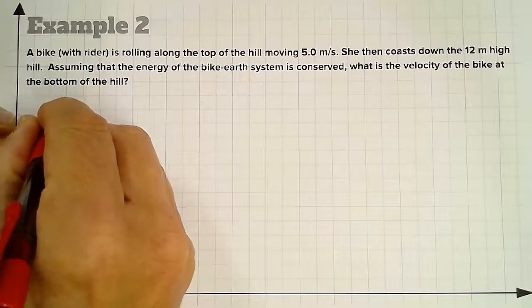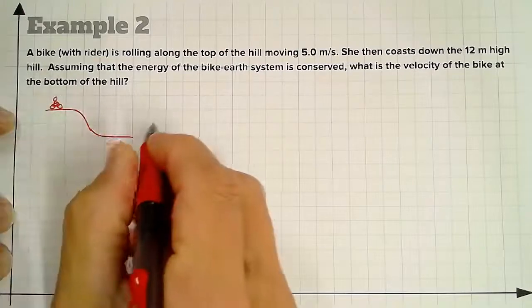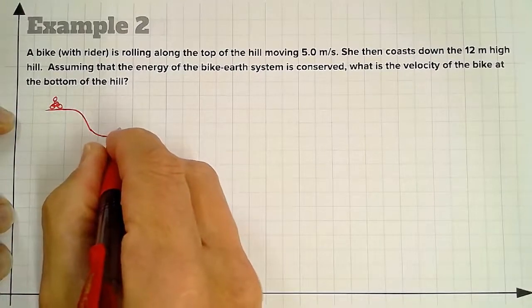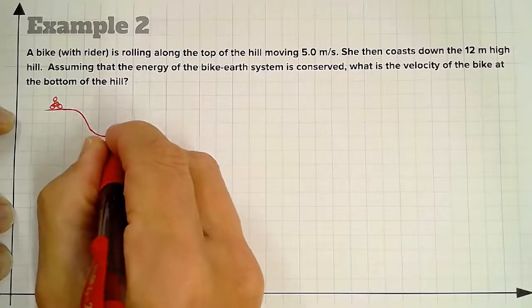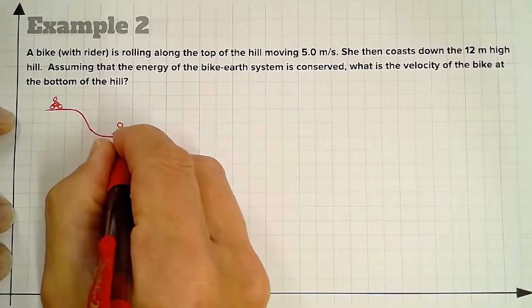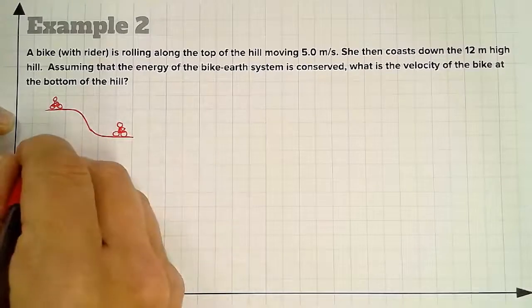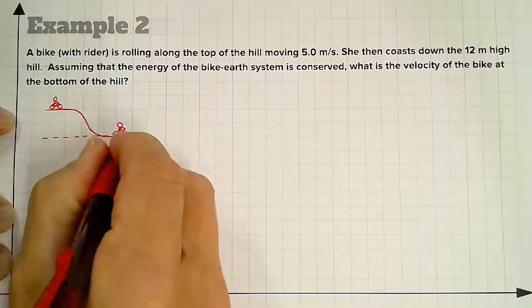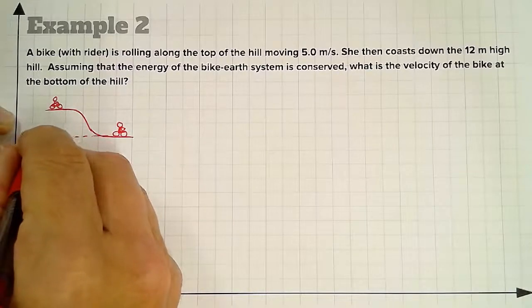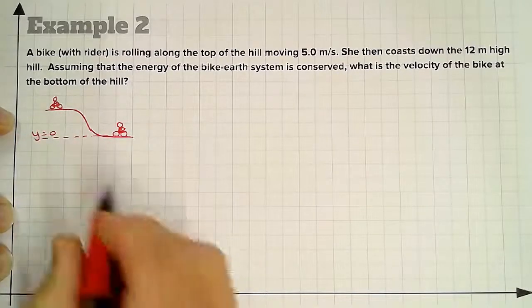So here's my physics bike rider, and she goes down the hill. And so at the end of the problem, she's down here at the bottom of the hill, and she is moving faster because some of her potential energy was converted to kinetic. My diagram must include a reference. I'm going to call the lowest point she reaches y equals 0. So there's my reference point.